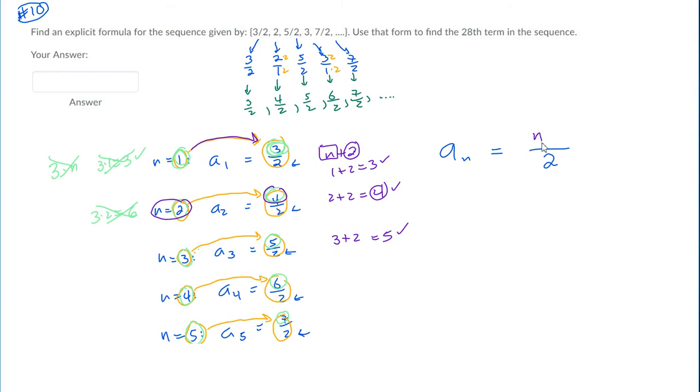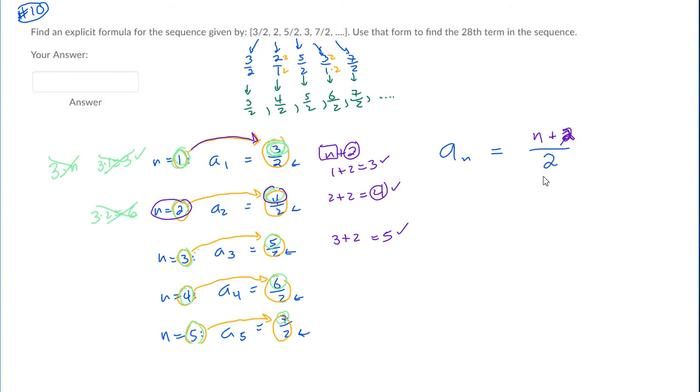So that says that my pattern is that I have to take my n value and add 2. Now, can I reduce by canceling these 2's? And the answer is no. You can never cancel anything that's adding or subtracting, so do not be tempted to cancel these. They don't reduce. If things are adding or subtracting, you cannot cancel. You can only cancel things that are multiplying. Since the 2 is adding, I cannot cancel it.